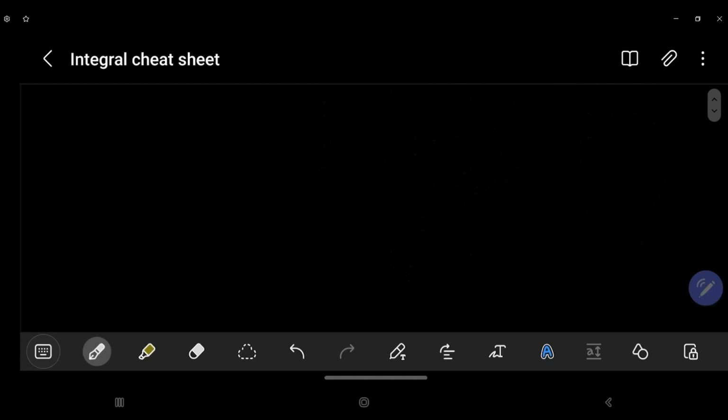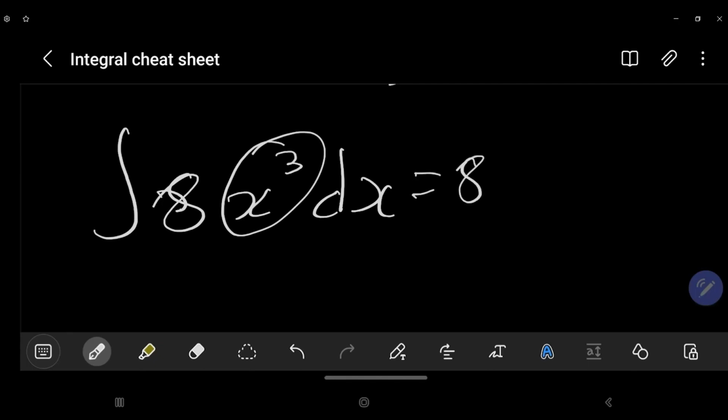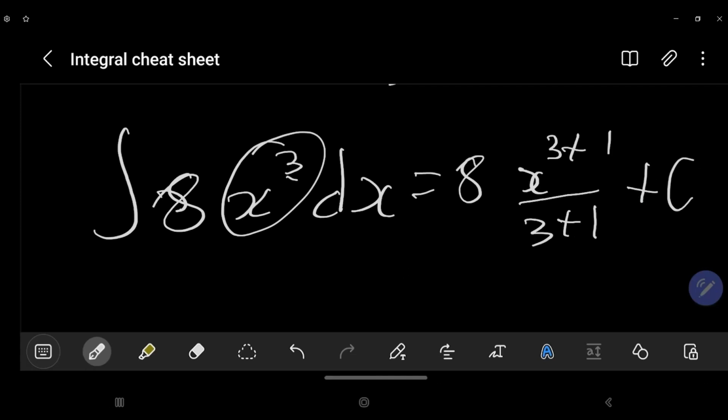Let's do another one. Let's say we have the integral of 8x cubed dx. Okay, we can see we need to use the power rule, so that's equal to 8x, your n here is 3, so it's 3 plus 1 divided by 3 plus 1 plus c. Don't forget the c. And that's equal to 8x raised to the 4 divided by 4 plus c.